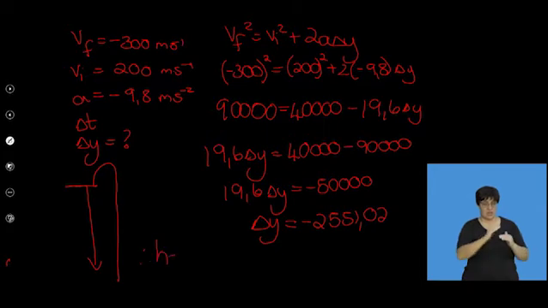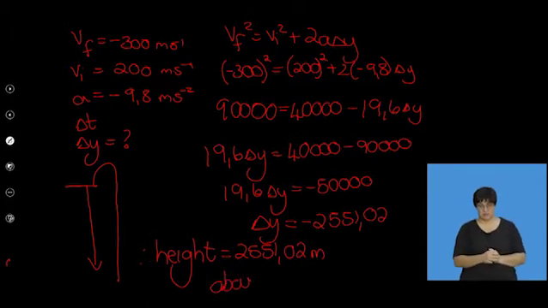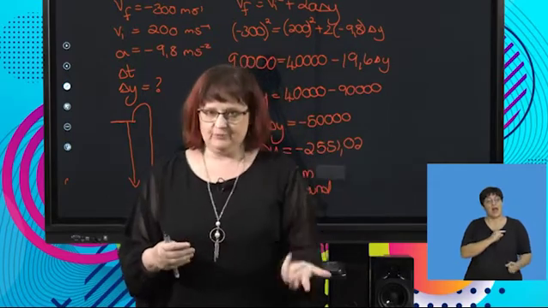Therefore, the height is 2,551.02 meters above the ground. That's very high. That's 2.5 kilometers, okay? There wasn't somebody in this balloon. It feels funny because you got a negative. It's just because I took up as positive.